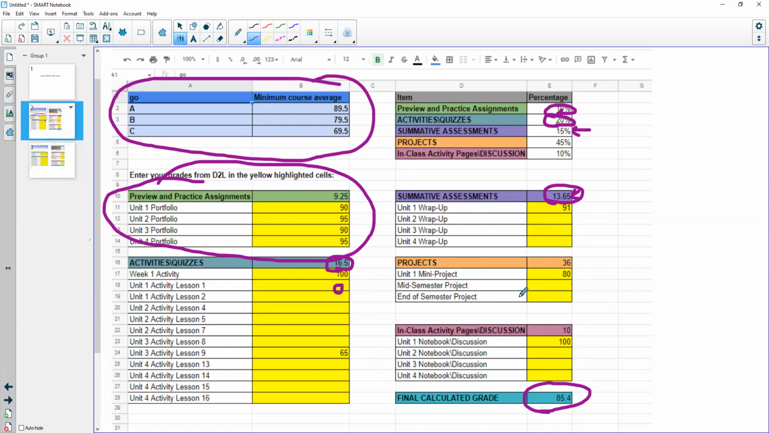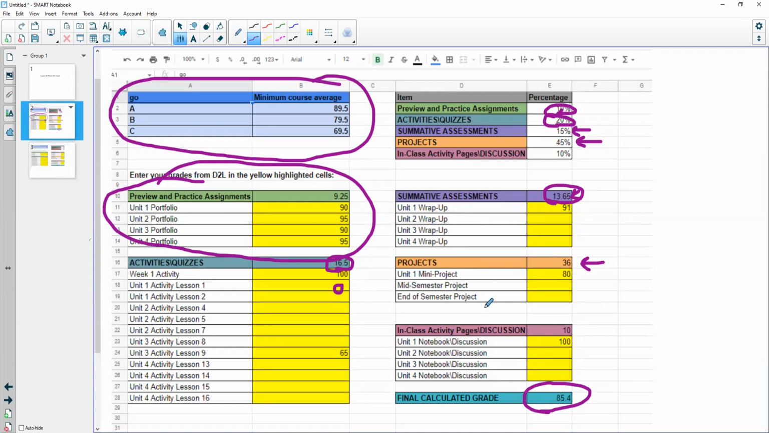So your projects, again, you're going to have a unit 1 mini project, a mid-semester project, and an end semester project. And for that, you would be receiving up to 45 points. And if you get a 36, then that would be 36 out of the total 45 possible points you could get.